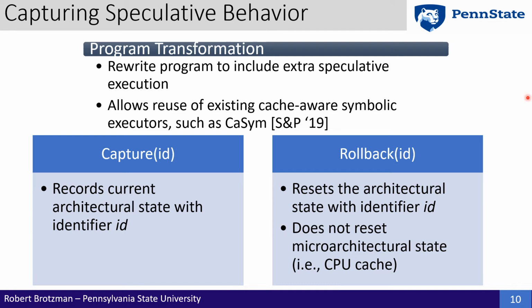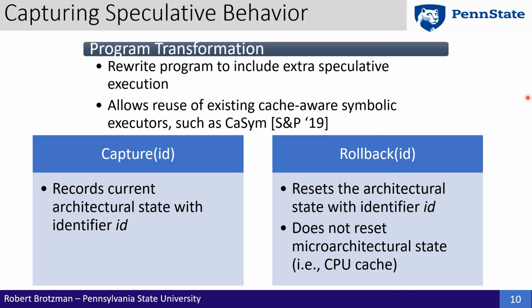during a speculation. The capture command will record the architectural state and assign it to some ID. And the ID is going to be important when we have to roll back to the architectural state, so we then know the architectural state that we need to get back to. And rollback will reset the architectural state to the given identifier.